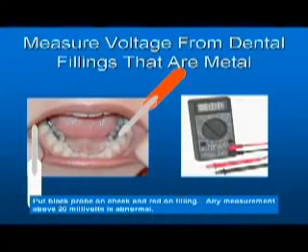You put the ground against the side of the cheek, and then the other one on the metal filling, and you measure the number of millivolts. You should not have more than 30 millivolts coming out of a tooth. If you have more than that, then you're leaking voltage. Oftentimes we see teeth that are leaking 100 and even 200 millivolts.